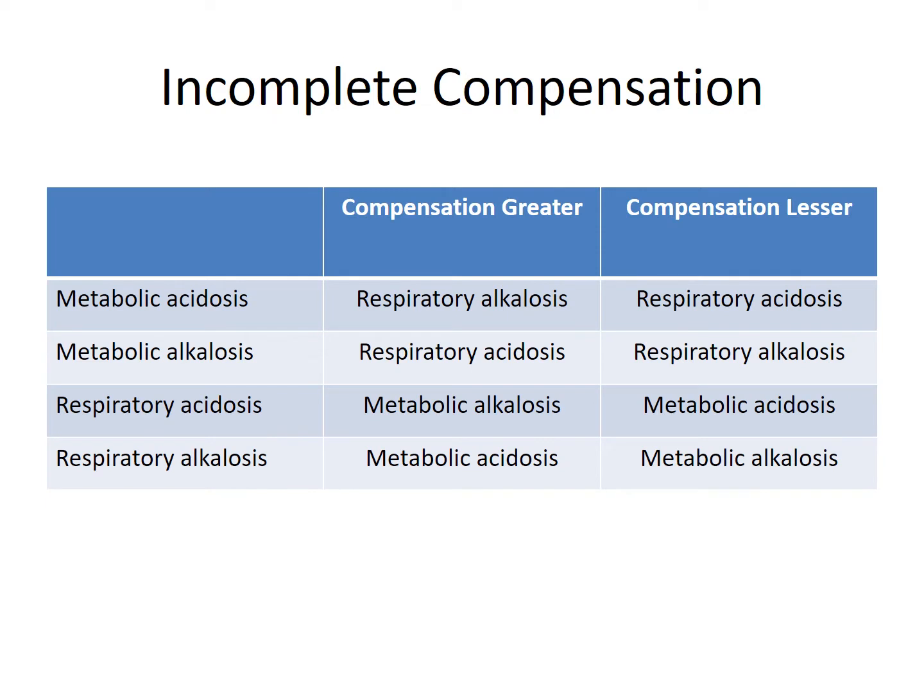Once you've defined the primary abnormality and the compensation state, you can then define the secondary abnormality. The table on this slide should help you in this determination. For example, if the primary abnormality is metabolic acidosis, as is described in the first row, overcompensation will result in a secondary respiratory alkalosis, whereas undercompensation will result in a respiratory acidosis.